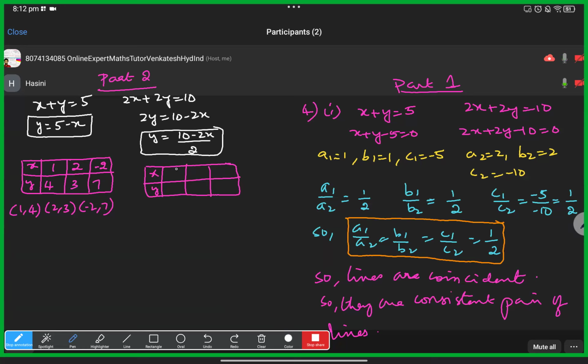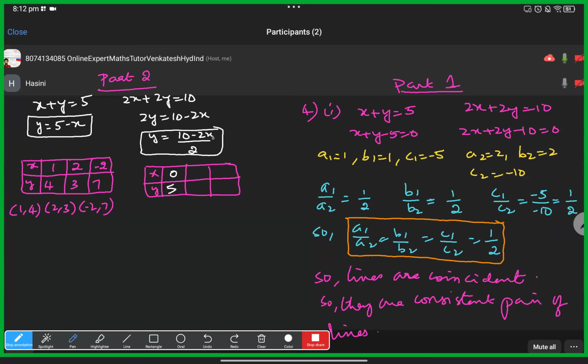So I am taking here, let us take 2. Here I already took 2, so let us take 0. X is 0 means 10 minus 2 into 0, which is 0. 10 minus 0 is 10. 10 by 2 is 5. Yes.